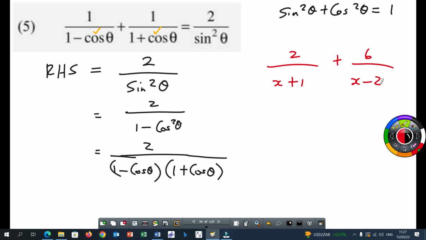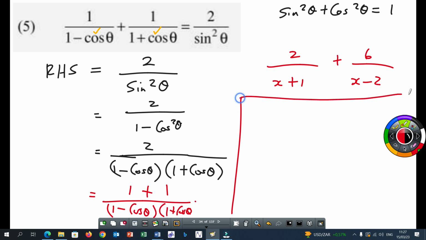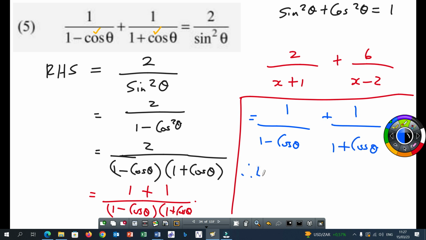Then the numerator now, we break it up into 1 plus 1 all over 1 minus cos theta times 1 plus cos theta. And I'm almost there. Then from here, we just write this as 1 over 1 minus cos theta plus 1 over 1 plus cos theta. So therefore, the left-hand side is equal to the right-hand side.